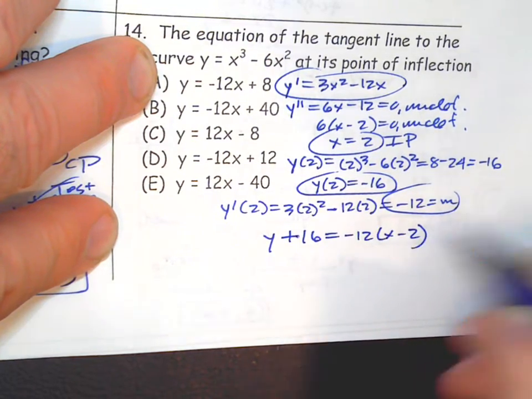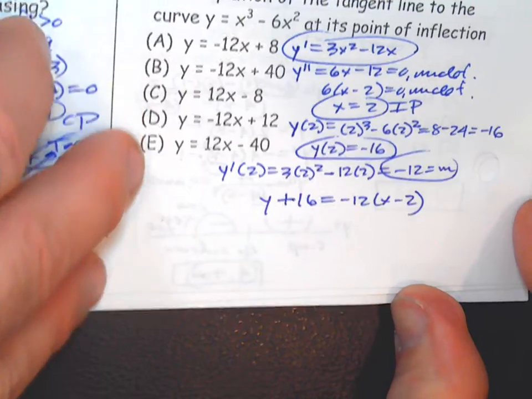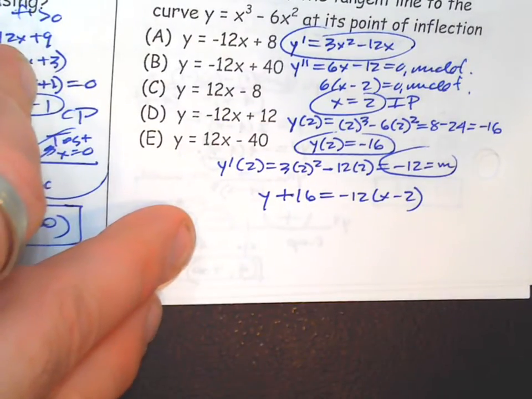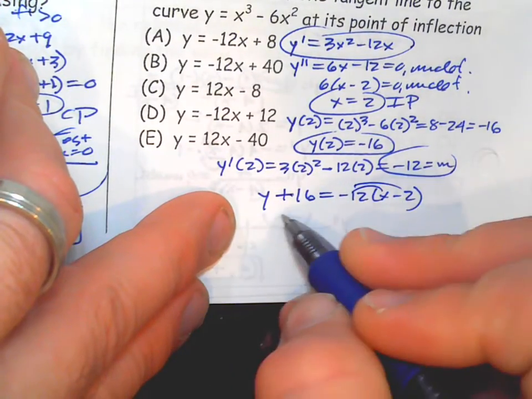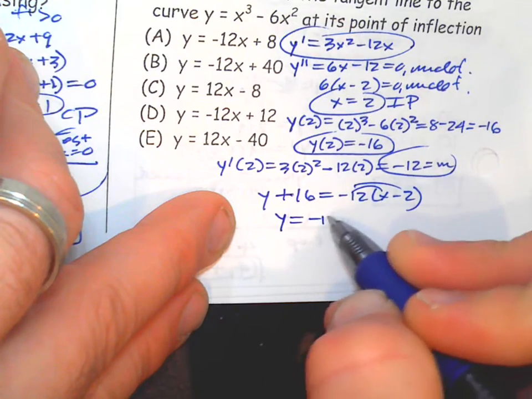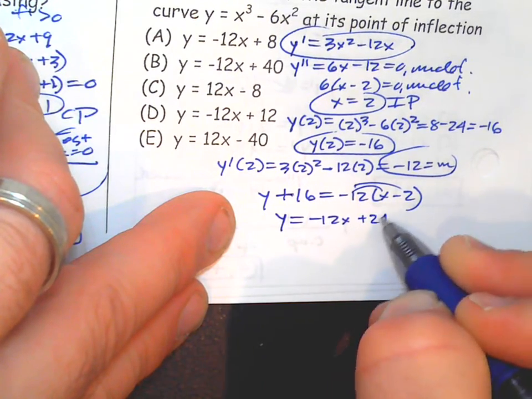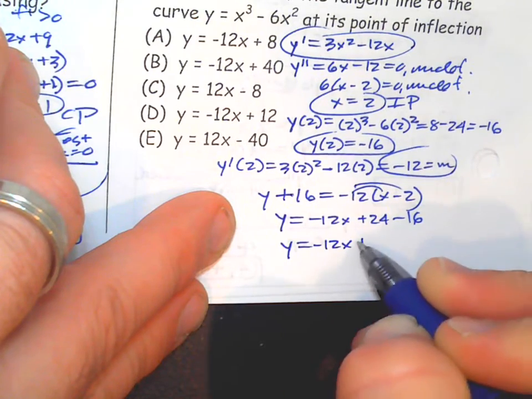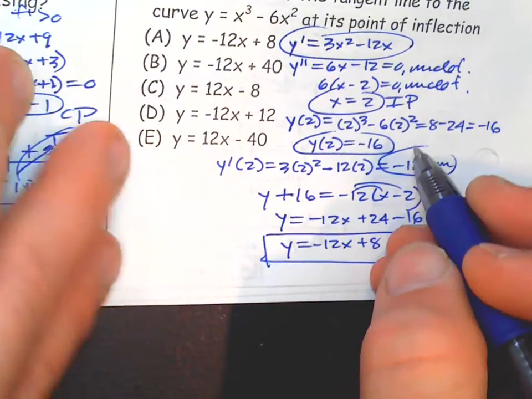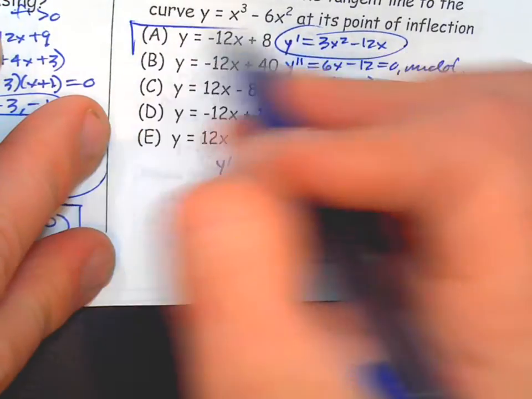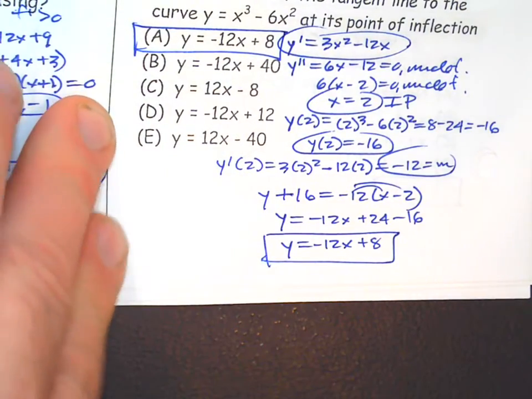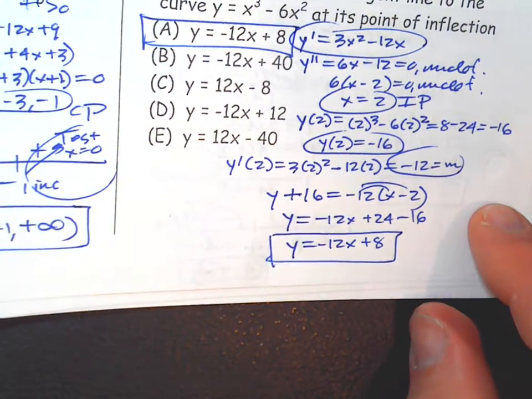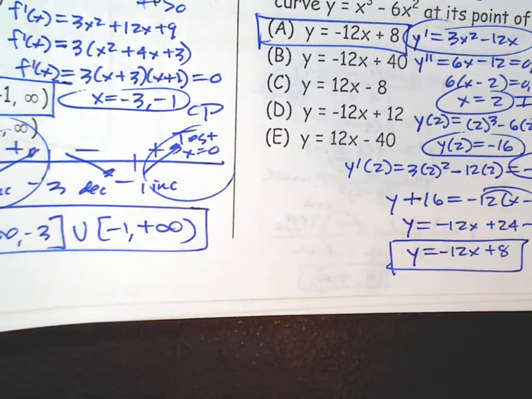So that's the equation in point-slope form. For a free response, that'd be fine. But now you're at the mercy of these answer choices, so you're going to want to change to slope-intercept form. Y equals negative 12x plus 24 minus 16. Y equals negative 12x plus 8. Negative 12x plus 8. You have lots of common mistake answers on there. Well, that was kind of an interesting, challenging problem.